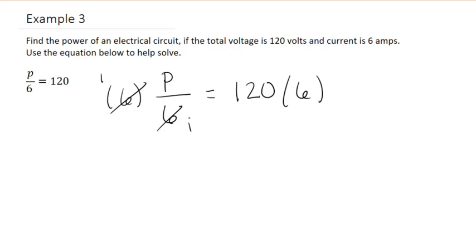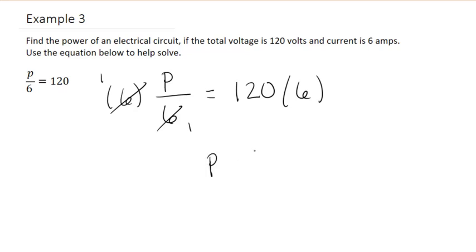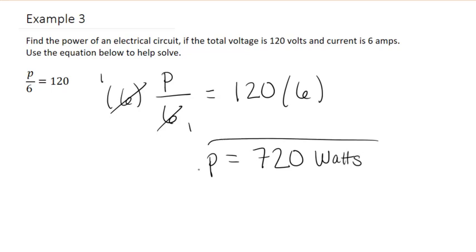Now we have P is equal to 120 times 6. So let's go ahead and just multiply. We have 120 times 6, which is equal to 720. So we have P is equal to 720, and this is in power, so it's wattage, or just watts. So let's do one final example.